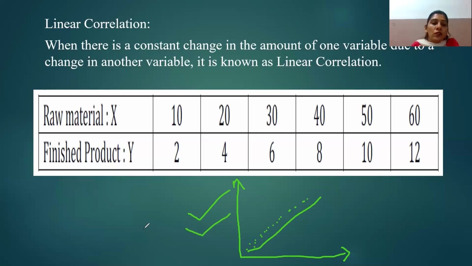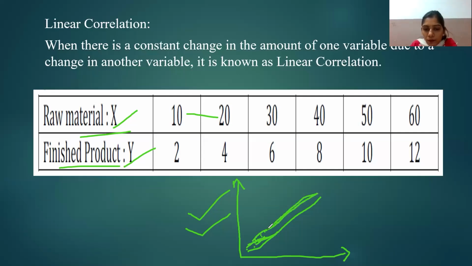In this example, there is a raw material and a finished product. This is variable x and this is variable y. When variable x is increasing, 10 to 20, 20 to 30, 30 to 40, 40 to 50, 50 to 60, product y is also going in the same direction, 2, 4, 6, 8, 10, 20. So they will all fall on a straight line.